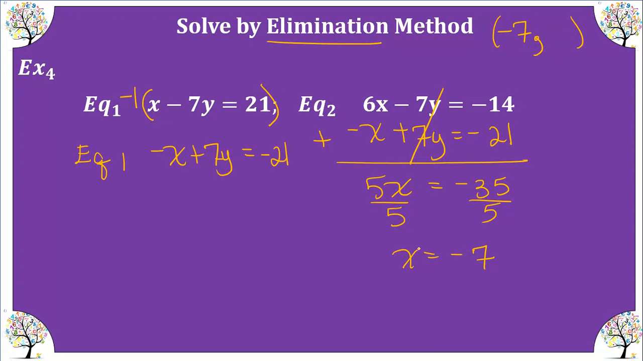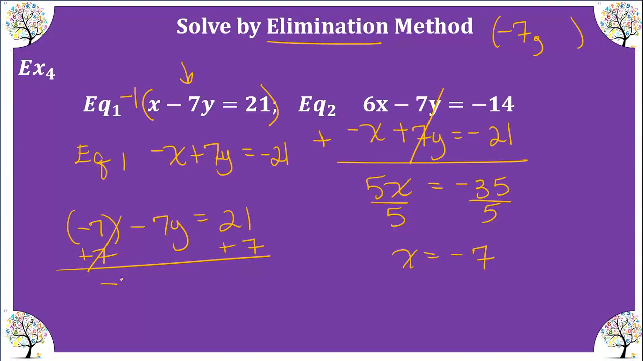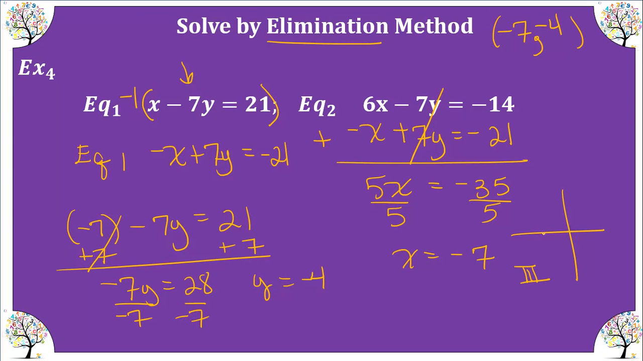Now I'm going to take this negative 7 and I'm going to use my original equation 1. So x is negative 7, minus 7y equals 21. Let's add 7 to both sides. Divide each side by negative 7. And our y value is negative 4. So our point of intersection is in quadrant 3. Negative 7, negative 4. And our lines would crisscross here.